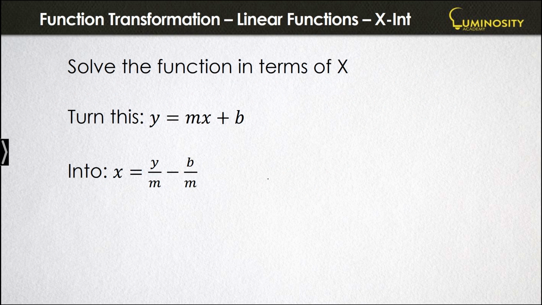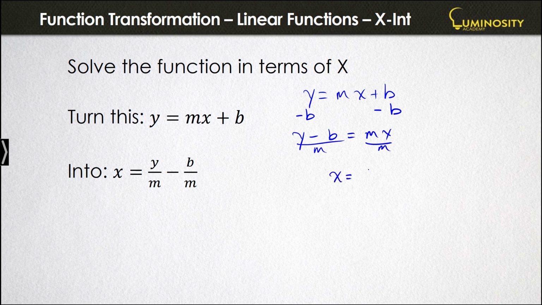So if we take a look at our original function, y equals mx plus b, we need to turn it into something so that it is solved for x. And in order to do that, we start with our original function, y equals mx plus b. We are solving for x, so we need to subtract b from both sides. We get y minus b equals mx. And then we divide by our m. So here we have x equals y minus b over m.